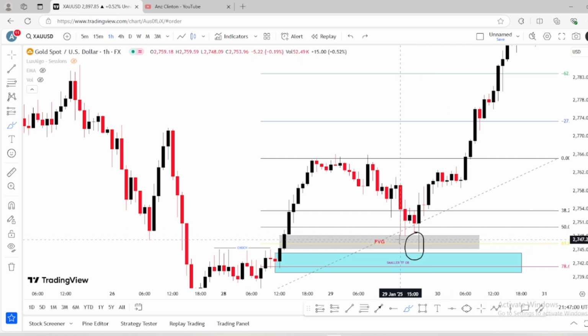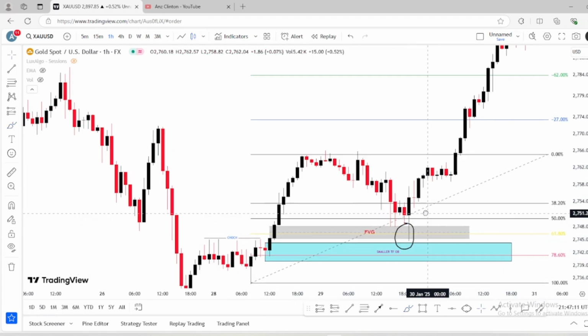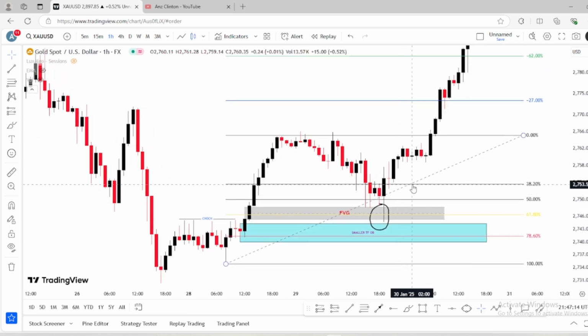Would there be a change of character in the fair value gap, or is it going to happen in the order block? Okay, if it happens in the fair value gap, the trade should be taken in the fair value gap. If it happens in the order block, the trade should be taken in the order block. All right, so now this Fibonacci retracement tool gave us the indication that price came into the 61% zone and is about to push to the upside.